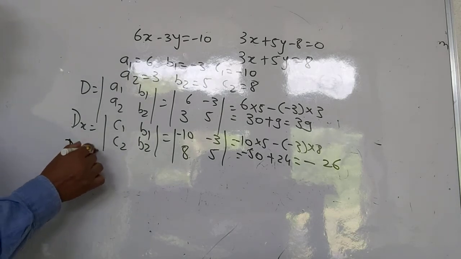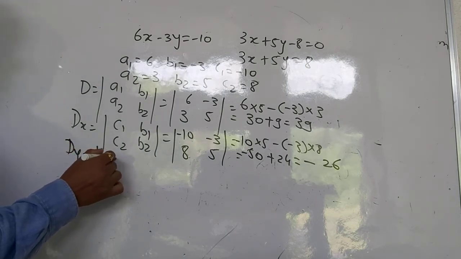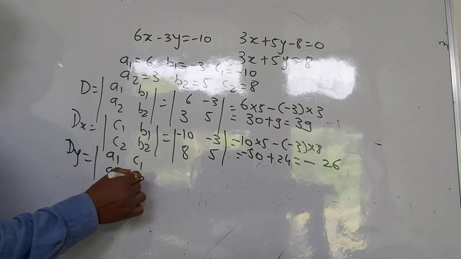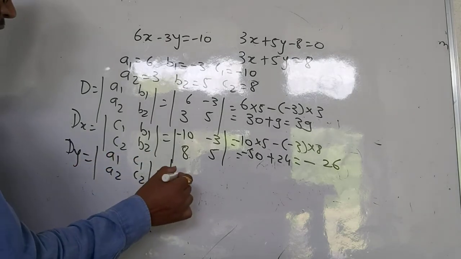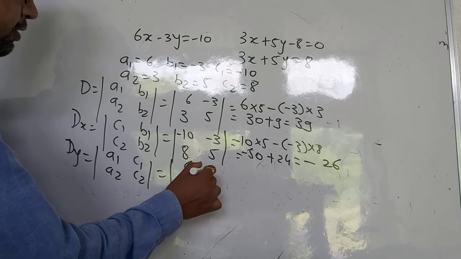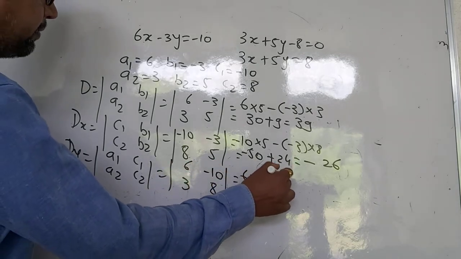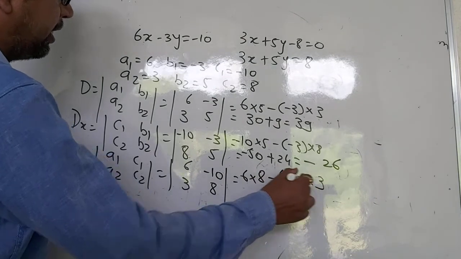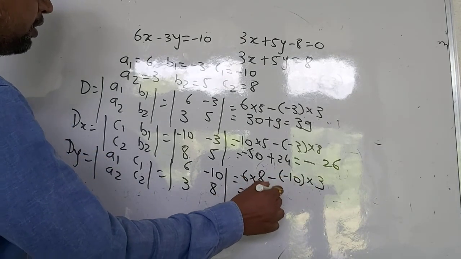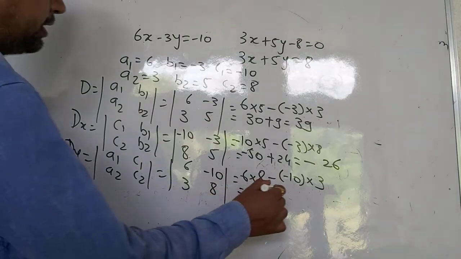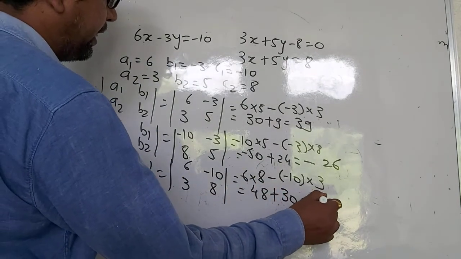Next is Dy. In this, a1, a2 and c1, c2. a1, a2 is 6, 3, c1, c2 is minus 10 and 8. Cross multiply: 6 into 8 minus, in bracket, minus 10 into 3. 6 8s are 48, minus into minus is plus, 10 3s are 30, so you will get 78.